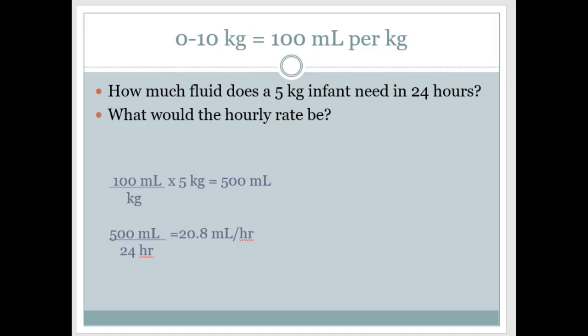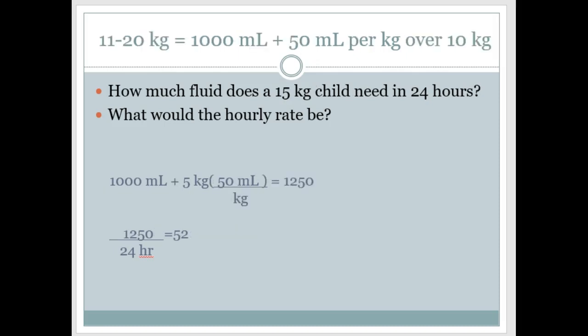Okay, then moving on to the next stage of that equation. So if we have a child who weighs somewhere between 11 and 20 kilograms, this is the formula we're going to use. So we're going to use an example of a child who weighs 15 kilograms. So for the first 10 kilograms of their weight, we're going to use that 1,000 milliliters. So that 1,000 milliliters is a set number. Now we're going to add that to our new ratio of 50 milliliters per kilogram over 10.